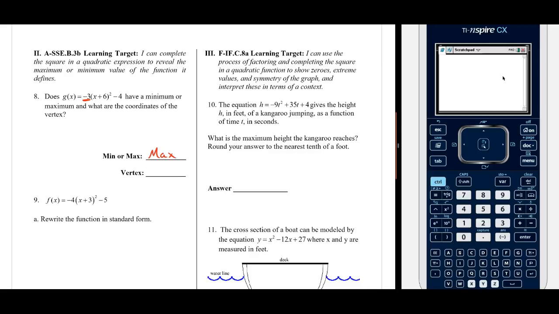And this graph happens to be in vertex form, which is a times x minus h squared plus k. And the vertex, when we're in vertex form, is always at h, comma, k. So when I look at that, my vertex has to be at negative 6, because it's always the opposite of whatever my h value is, because it's minus h. So it's minus 6 and then negative 4.